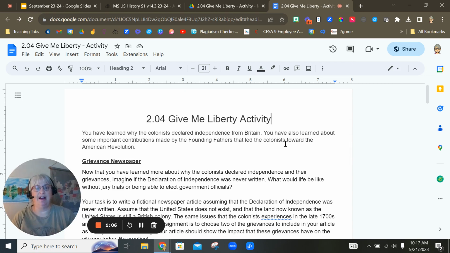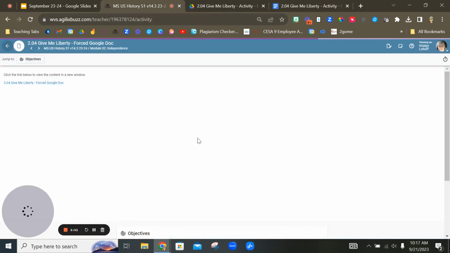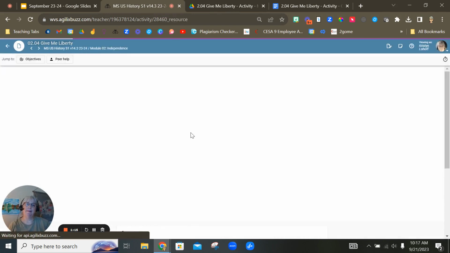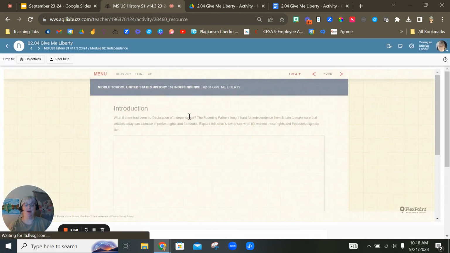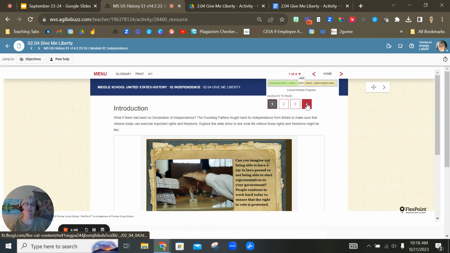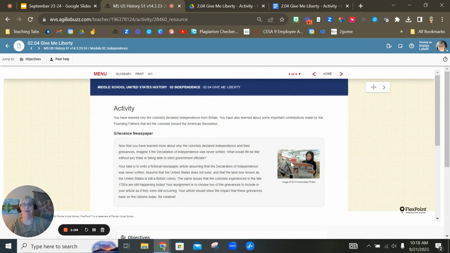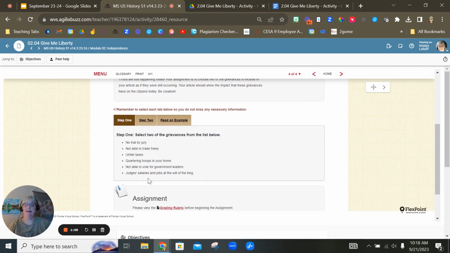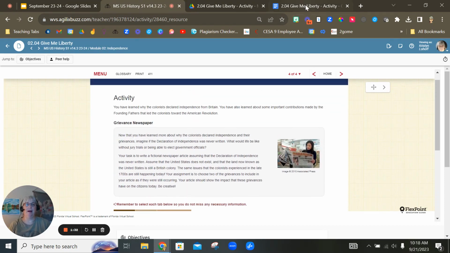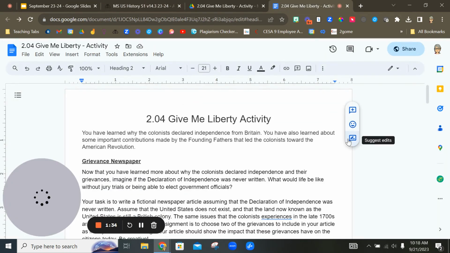The instructions that are on here are identical to what you're going to find in the lesson pages. So if I go back to the lesson pages, 2.04, again, make sure you have read through all 3 pages. I'm going to pop to number 4, but you're going to take your time going through those pages. These instructions about your activity are identical to what you will find on my forced Google document.